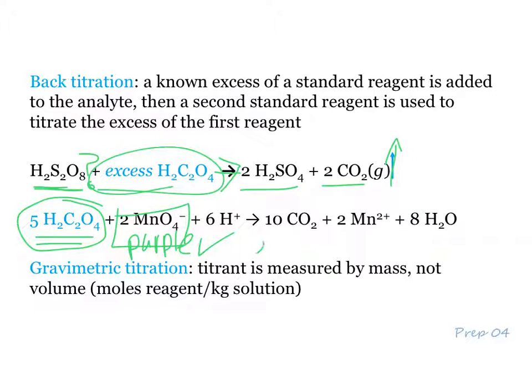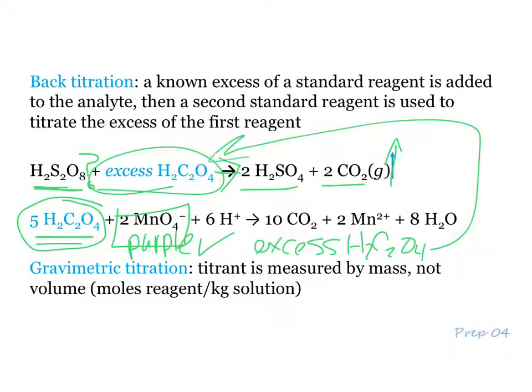This will tell us how much excess oxalic acid there was, and we can subtract it from the total amount of oxalic acid that we used in our titration. The difference we can then convert to moles of the peroxy acid that were present initially.